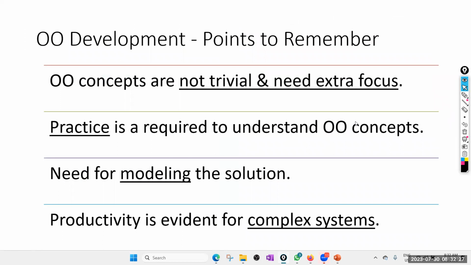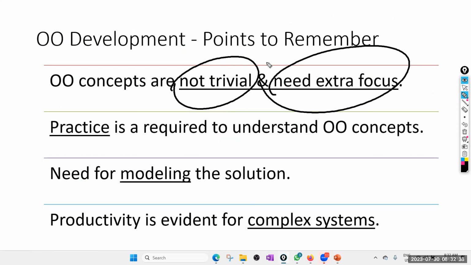Right. So when you're doing object-oriented analysis, design, or development, I already mentioned these points. These concepts are not trivial, so you need extra focus. That is why at grade 6, 7, 8, you are not taught object-oriented, not even in A-level ICT. Even in A-level ICT, we don't teach students object-oriented programming. We just touch it, but not in a serious manner. We don't even use the proper concepts. Because this is not that straightforward.